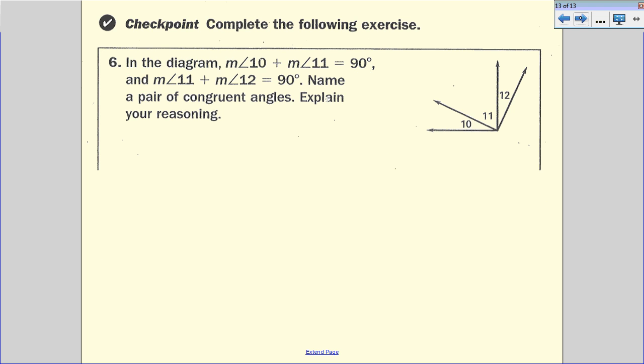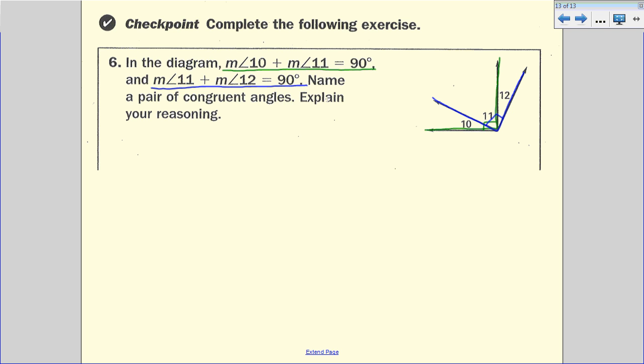All right, so we're going to take the checkpoint. We're going to start it here, and then we'll finish it in class. So if we look at the diagram, it says the measure of angle 10 and the measure of angle 11 is 90 degrees. We see that corner angle there. This is what they tell me, and I just highlighted that in green. They then tell me that the measure of angle 11 and angle 12 also equals 90 degrees. We need to name two pairs of congruent angles.